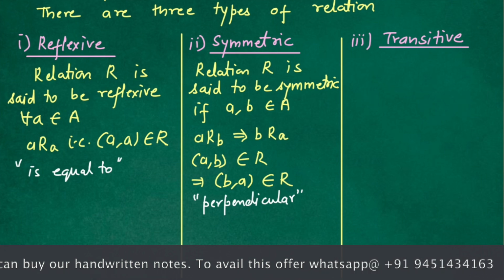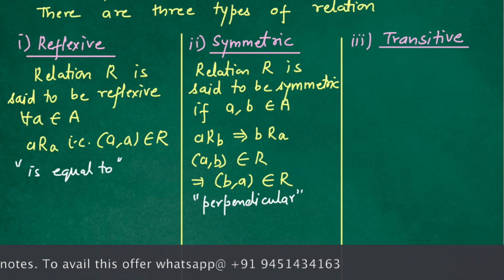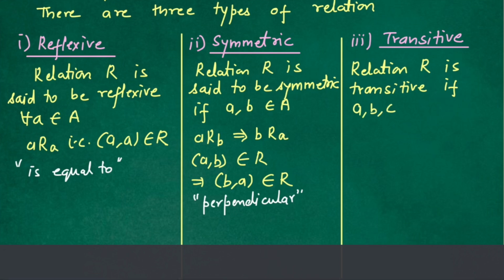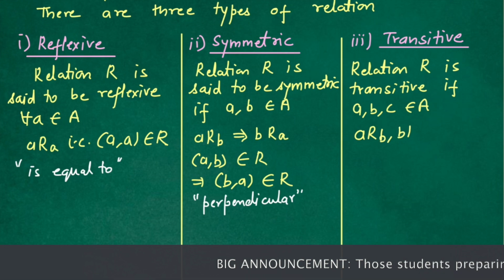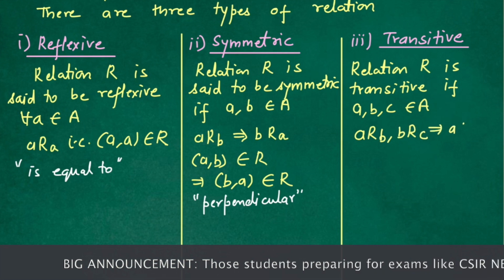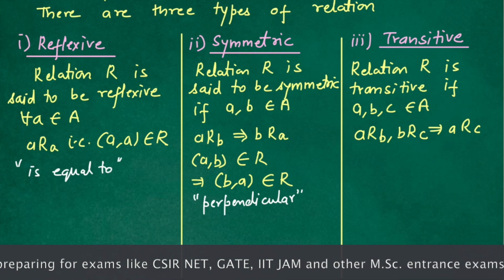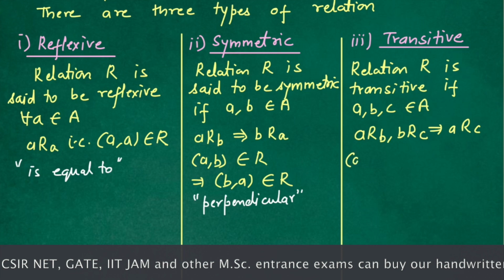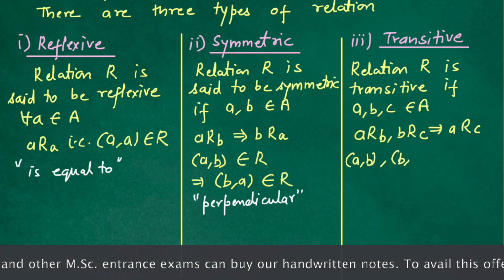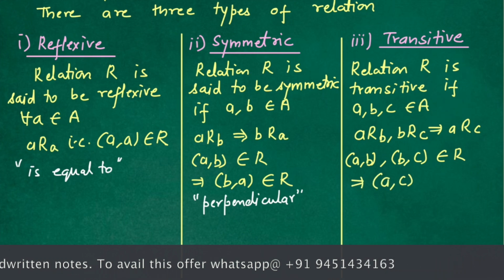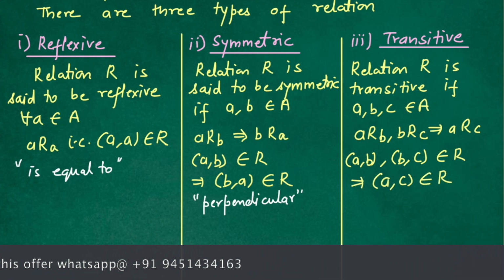Now third one is transitive relation. A relation R is transitive if for any three elements from set A, if A is related to B and B is related to C, then A is related to C. If this happens, then relation R is said to be a transitive relation. That is, if A comma B and B comma C belong to R, then A comma C must also belong to R.